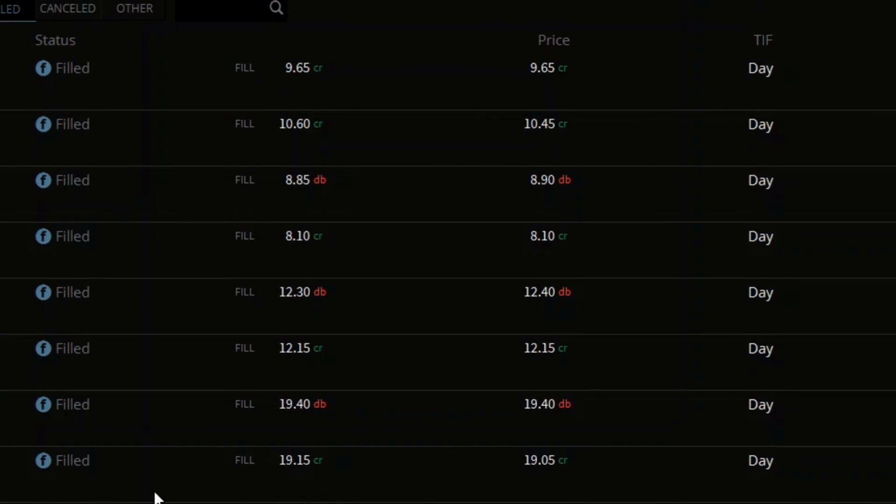We'll talk about the spreads, but I had sold the spread for 19.15 and had to buy it back for 19.40, so I lost 25 bucks. I sold another spread at 12.15 and had to buy it back for 12.30. I sold one at 8.10 and bought it back for 8.85. So I had three, quote unquote, losers today for a total loss of $125 or so.